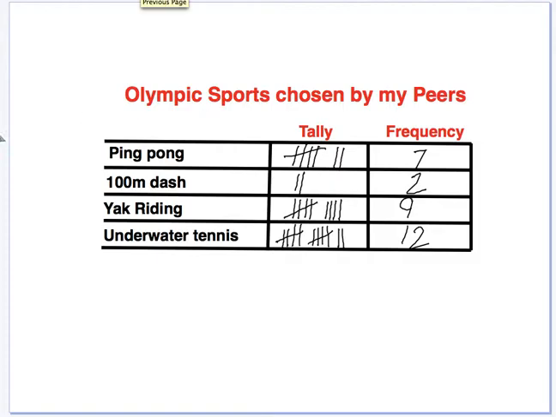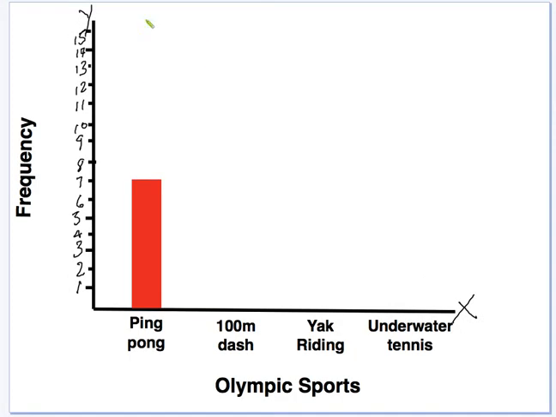I'm going to see in the 100-meter dash, there were 2 people who thought the 100-meter dash is the best. So I'm going to make a bar graph representing 2. And so I rise it up 2. Now, a couple things to consider. I'm trying to be as careful as I can to make sure that these 2 bars are the same width.